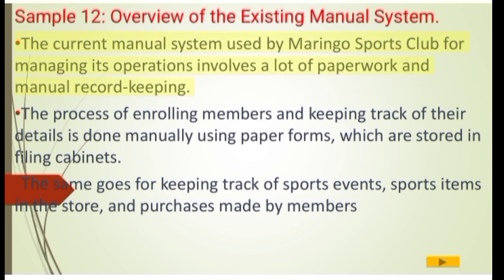The current manual system used by Maringo Sports Club for managing its operations involves a lot of paperwork and manual record keeping. The process of enrolling members and keeping track of their details is done manually using paper forms, which are stored in filing cabinets. The same goes for keeping track of sports events, sports items in the store, and purchases made by members.